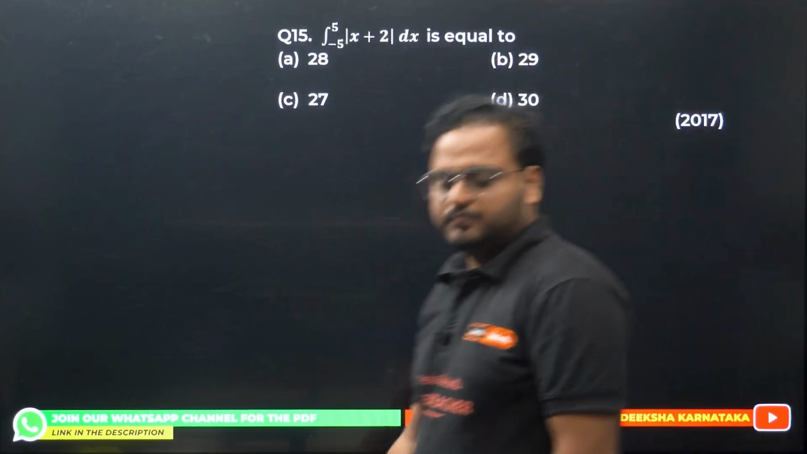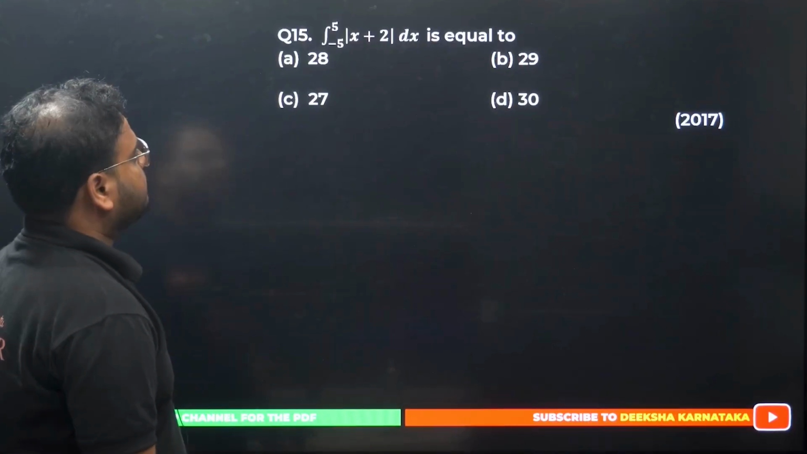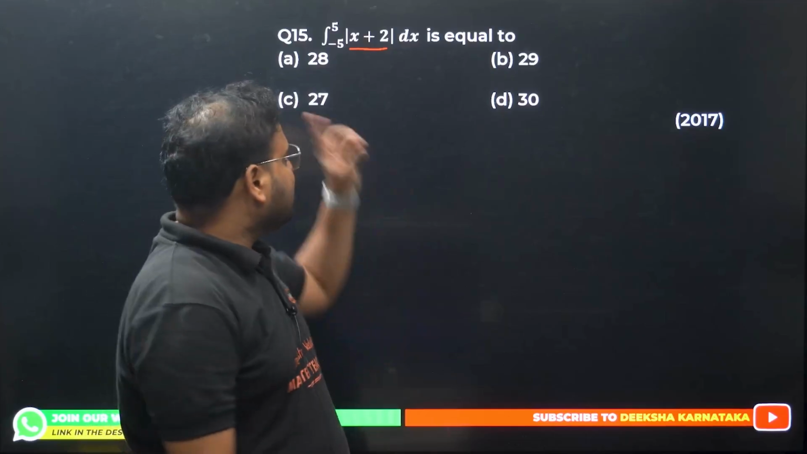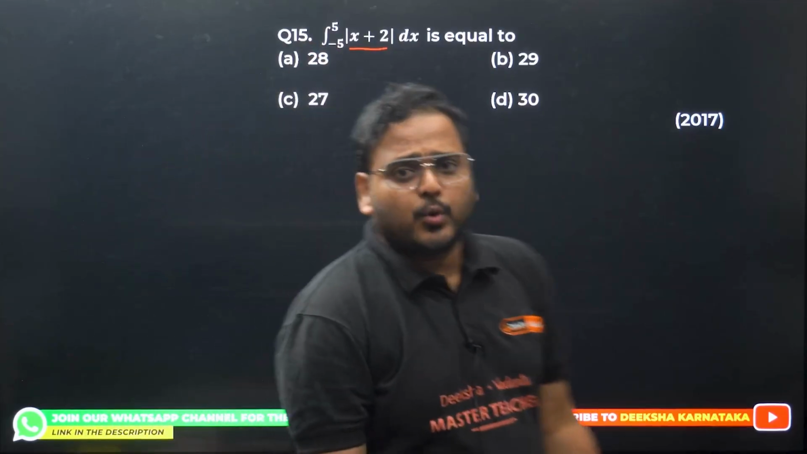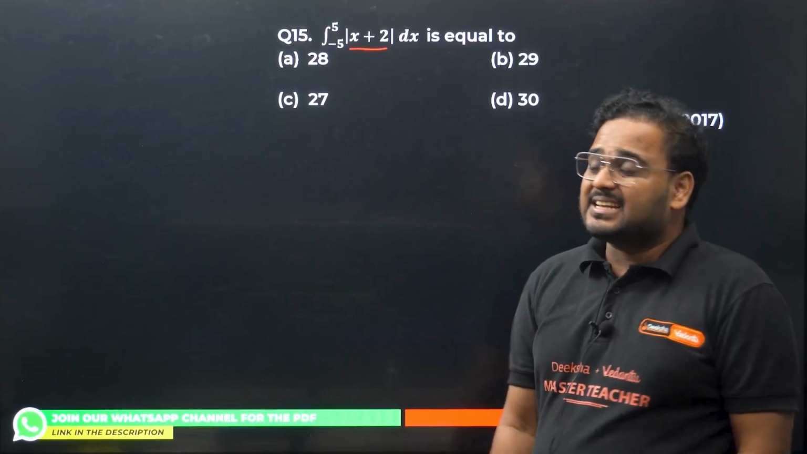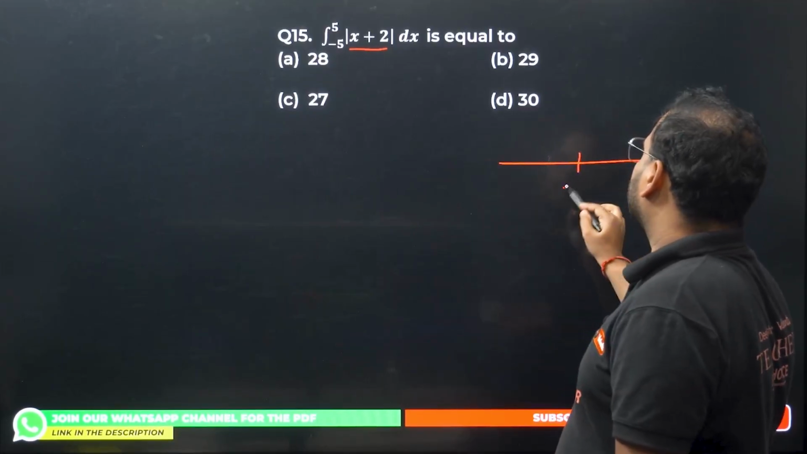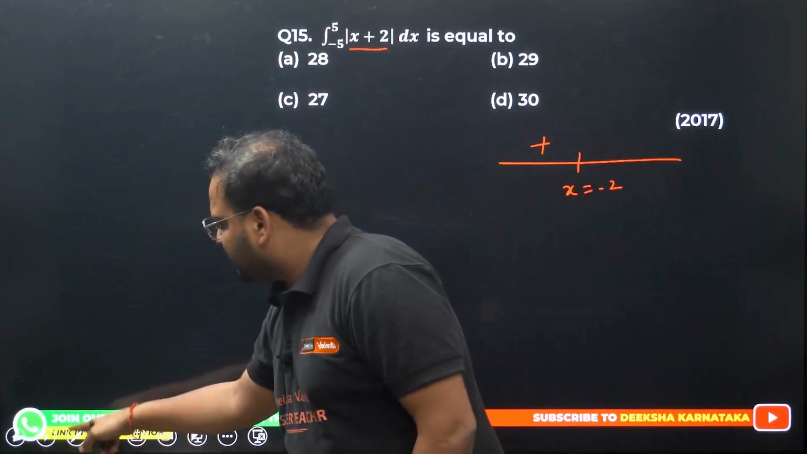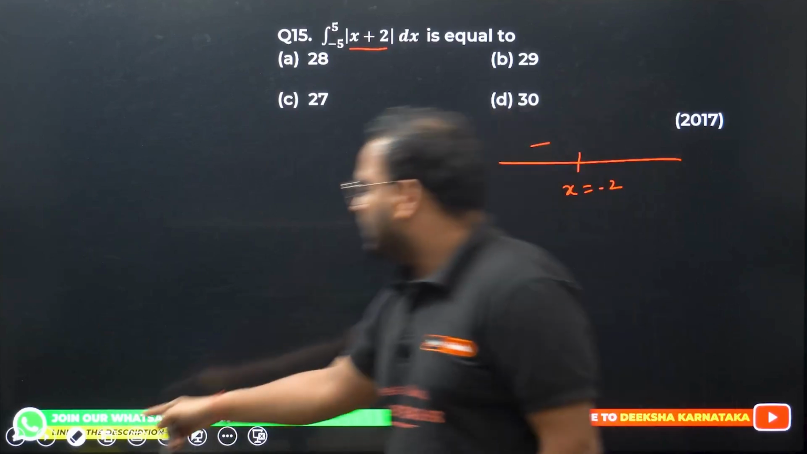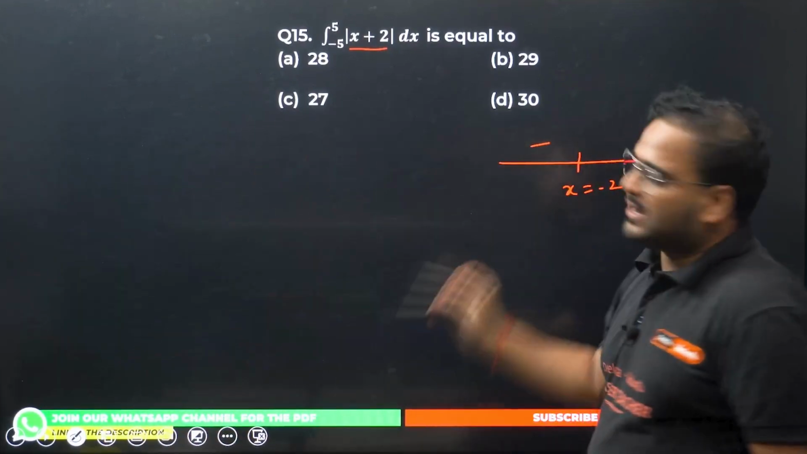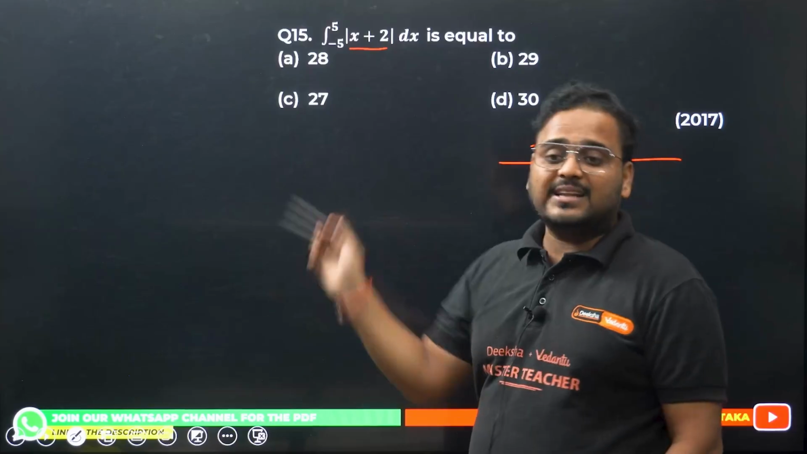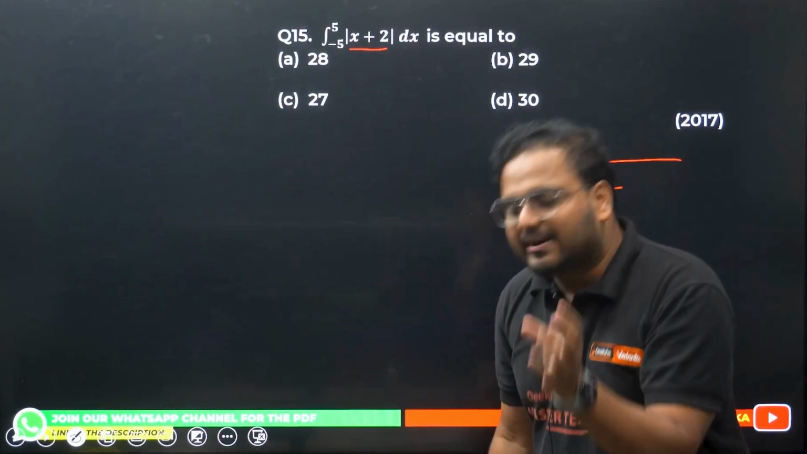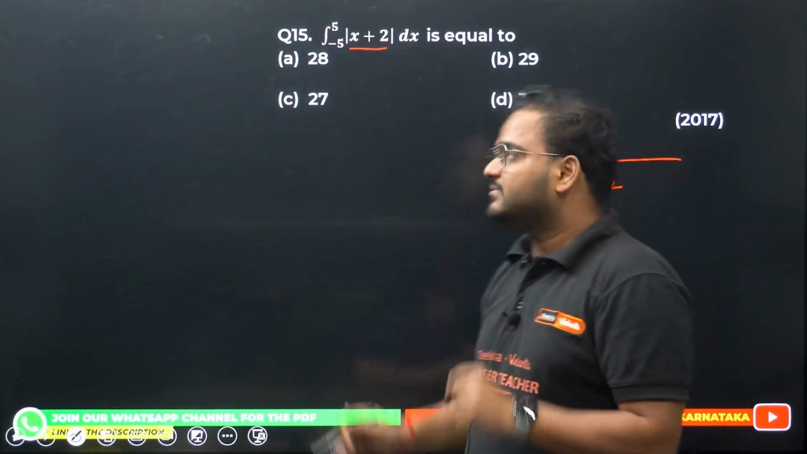Question number 15 now. Okay. The integral of mod x plus 2, from minus 5 to 5. Is there a critical point? What is critical point, sir? It is a point where the sign change is there. Yes. What point is that? X equals to minus 2. Before it is negative. Before x equal to minus 2, inside the mod we have negative sign. Mod makes it positive. How can you make a negative item positive? By adding negative to it. That's why I wrote here minus.